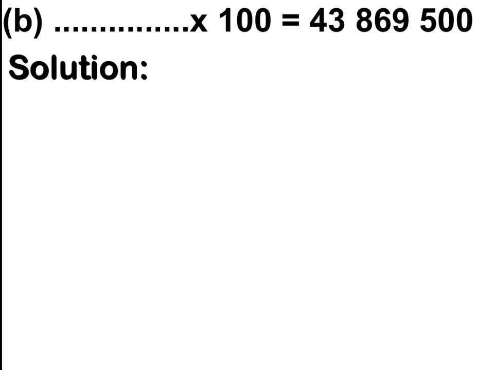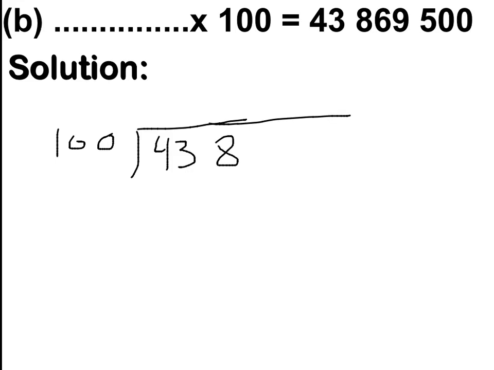Now part B. The value of part B is dash multiplied by 100 is equal to 43,869,500. Now we will solve. First we will divide 43,869,500 by 100.